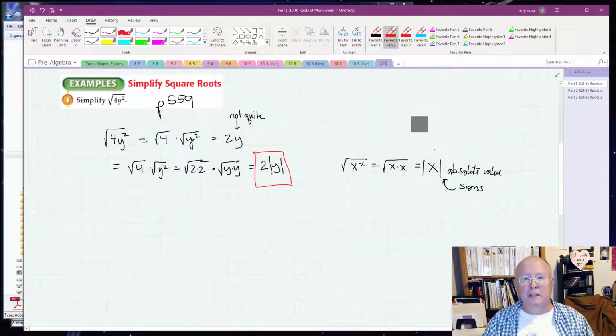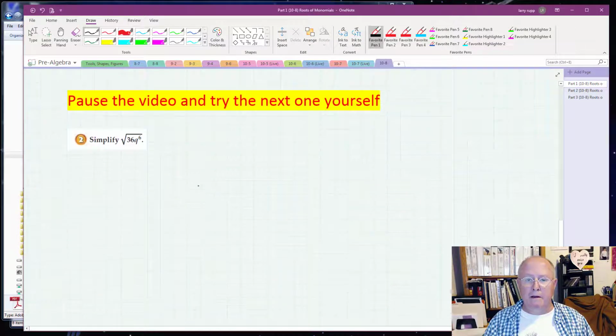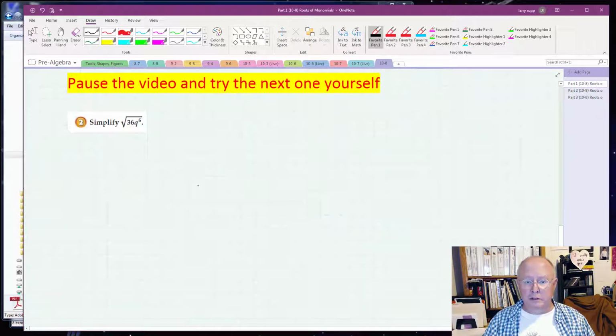We'll get into that in a few minutes, a little more formally, as to how or why you use absolute value signs. At this time, why don't you pause the video and give this one, example 2, a shot on your own and see how well you do, okay?